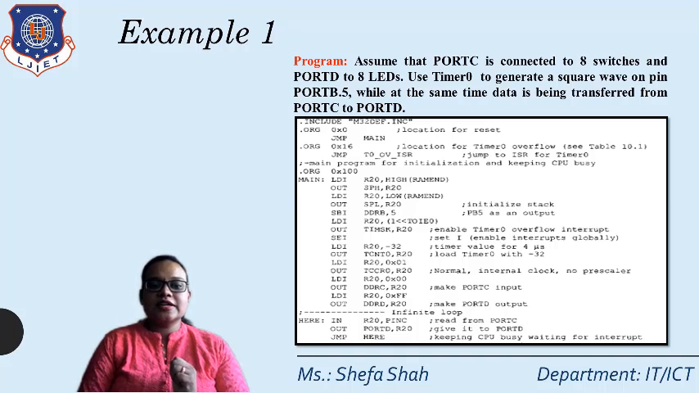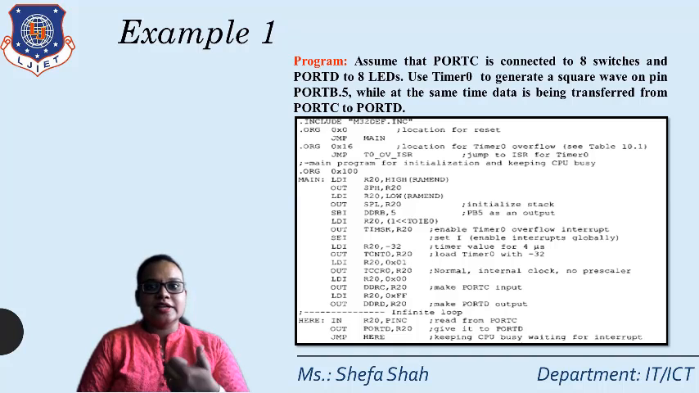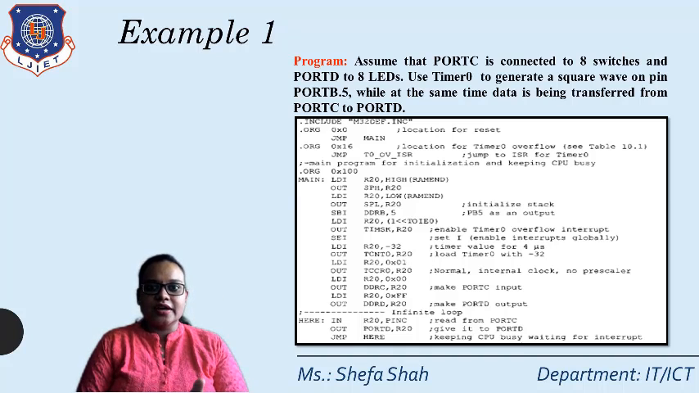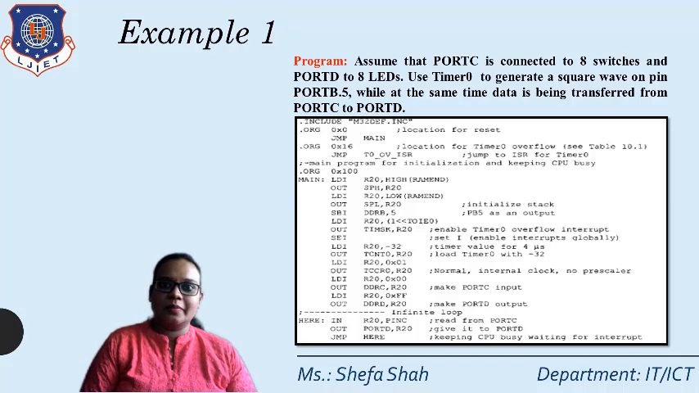So in TCCR0, 0x01 is loaded using these two LDI and OUT instructions. And then port C is working as an input and port D is working as an output. So port C and port D we are declaring as input and output, making DDRC as 0x00 and DDRD as 0xFF. Right. So all the initializations related to the ports as well as the timer have been done in the main program.